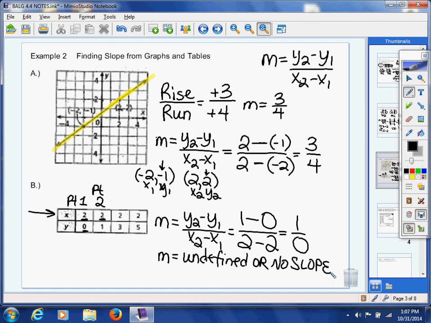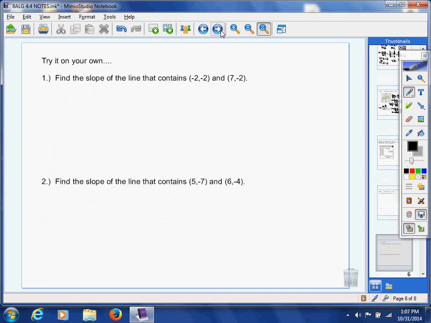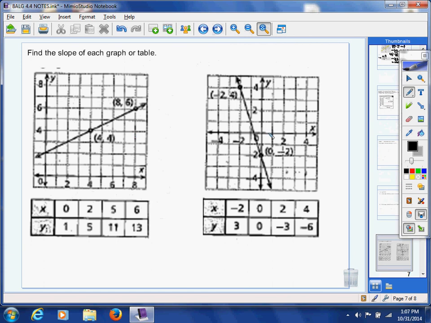Okay, so this is the end of example 2. If you flip back in your note packet, here's slopes and tables for you to try. So each one that you see here, give it your best shot. See if you can figure out what the slope of each graph, there's 2 graphs here, in each table.